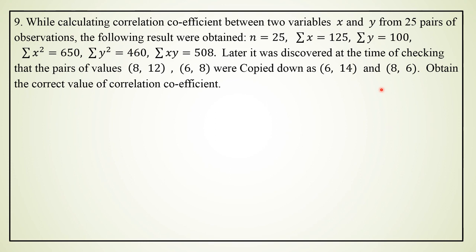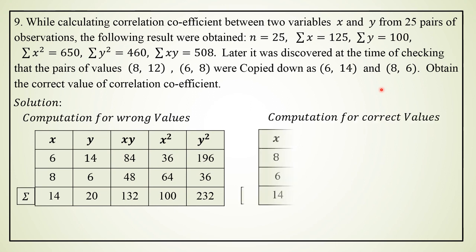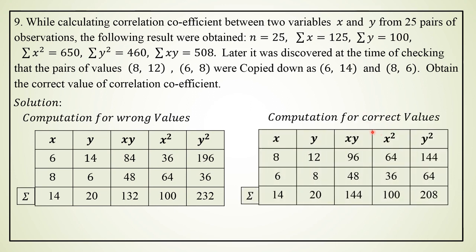Just make a note of it. Here, the two data points were copied down incorrectly, and the incorrect data points are 6, 14 and 8, 6. Since the two data points are copied down incorrectly, there will be a change in the given summation values. Now let us see which of the given summation values change by comparing the sums of the correct and the wrong data points. Computation for the wrong values and computation for the correct values.